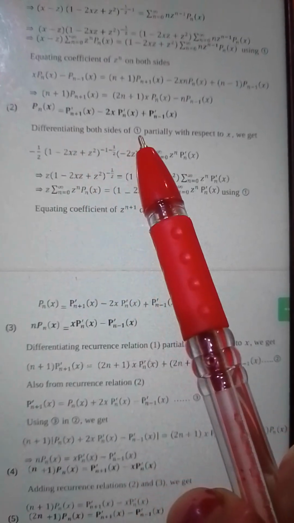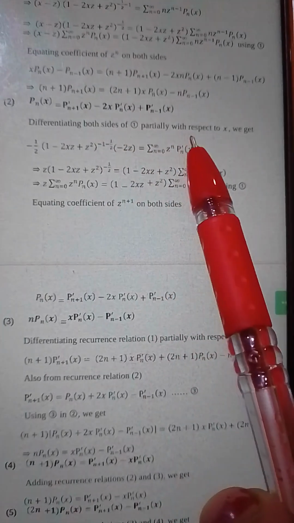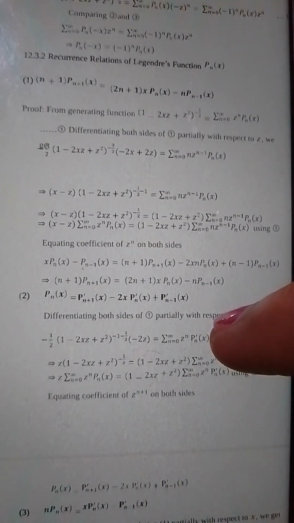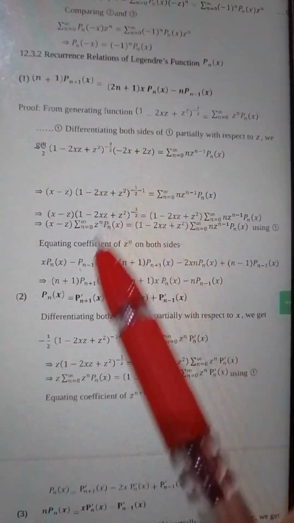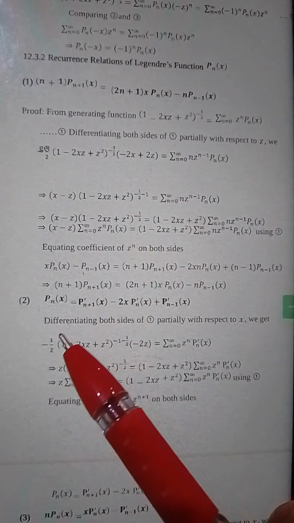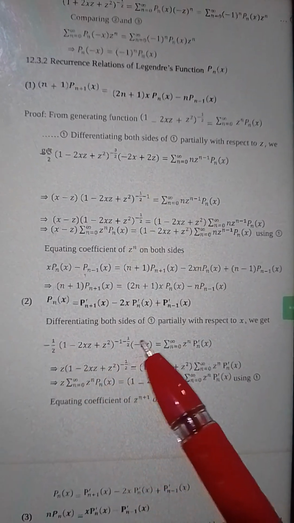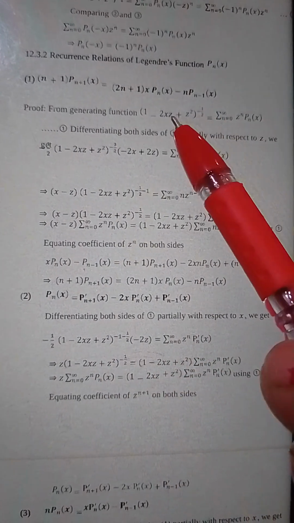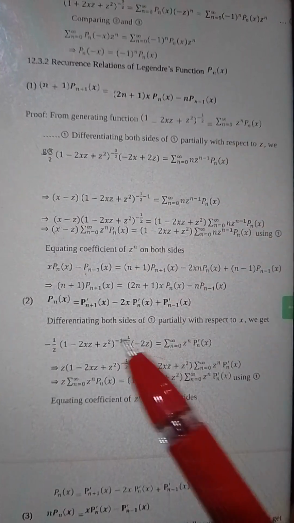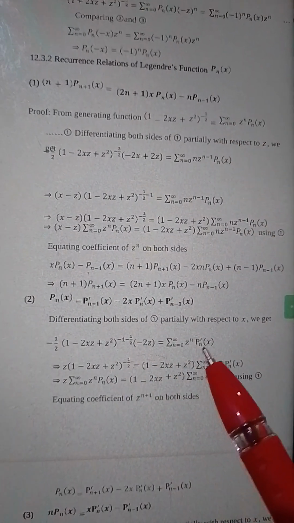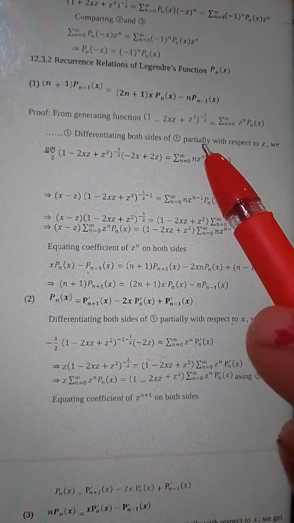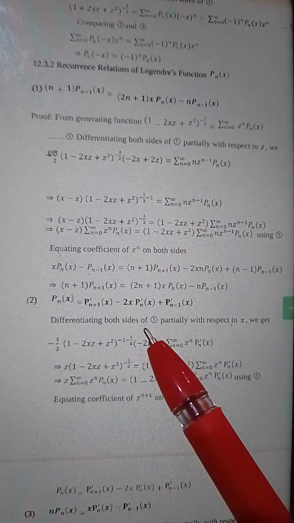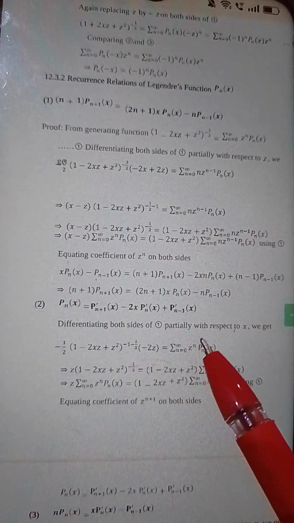We are differentiating first with respect to x, as we have done in the first. What will we get? Minus 1 upon 2. Same step we are doing. See, this was our generating function. We are differentiating it with respect to x. In the first recurrence relation, we differentiated it with respect to z, and in this we are differentiating it with respect to x.